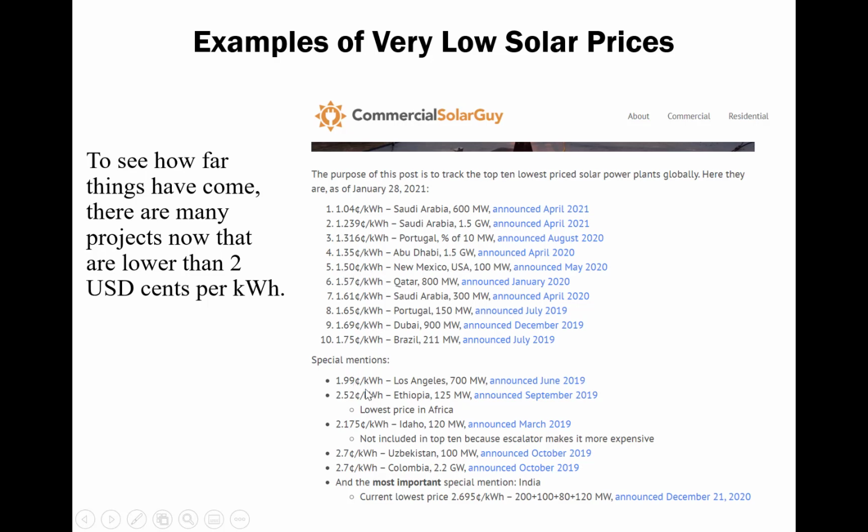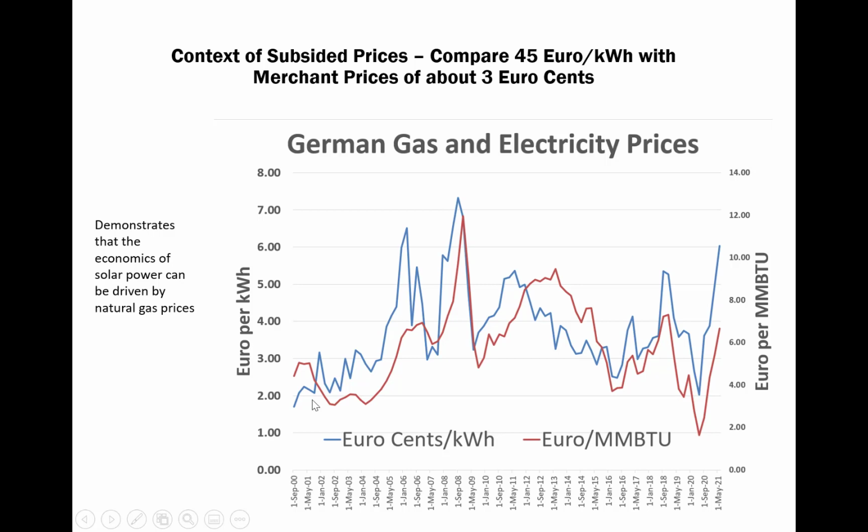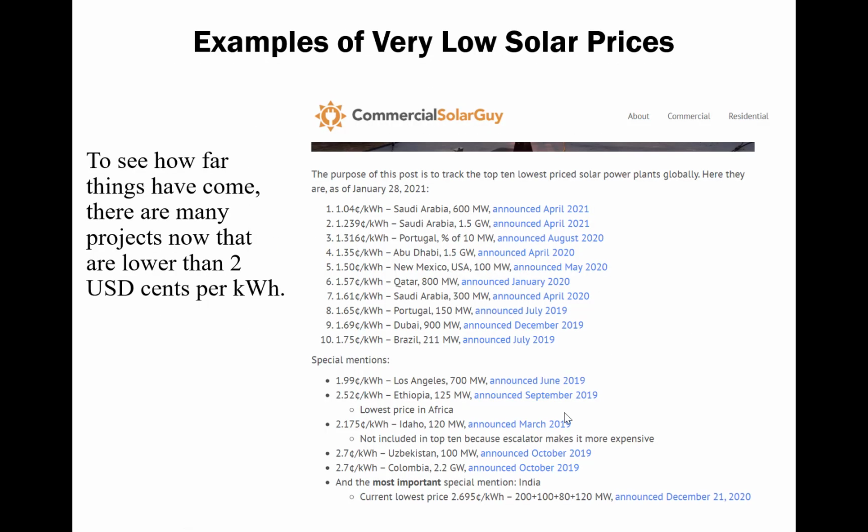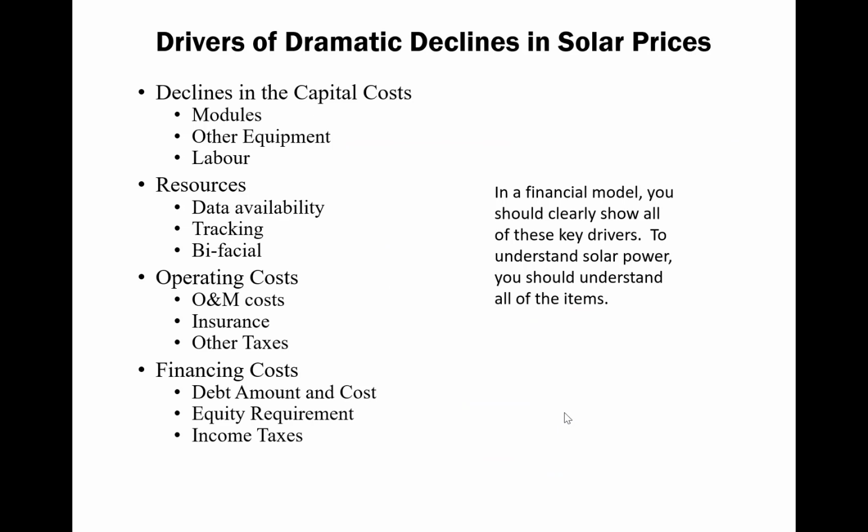Another one in Portugal, one in Ethiopia for 2.52 cents. That's really a remarkable one. Okay, Uzbekistan, 2.7 cents. This is the revolution that I'm talking about. And the interesting thing here is, if we're comparing, we're not making a fair comparison whatsoever, but the cost of the solar power is less than the merchant price, not greater than the merchant price. Of course, you couldn't do this in Germany, so I'm being a little bit extreme, but I'm just trying to show you just what the dramatic change has been.